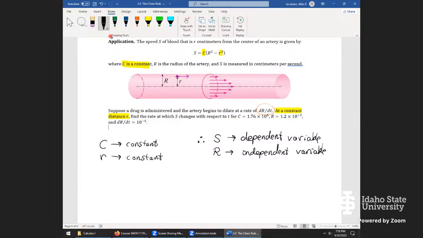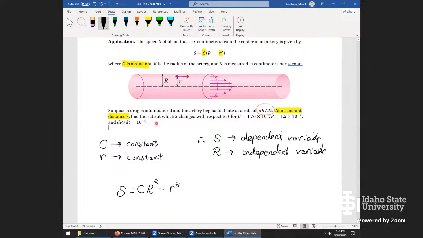Think of your dependent variable like a y in a problem, and your independent variable like the x in the problem. So it looks funky, but that would be like y equals a constant times x squared minus another constant squared is what we're dealing with. So let's grab that function, S equals, that constant there is kind of annoying, but you could just distribute it through and get C times R squared minus lowercase r squared.